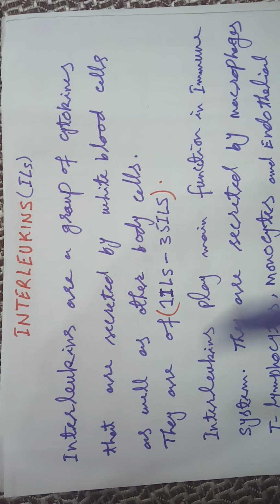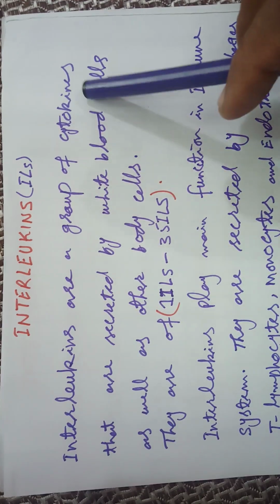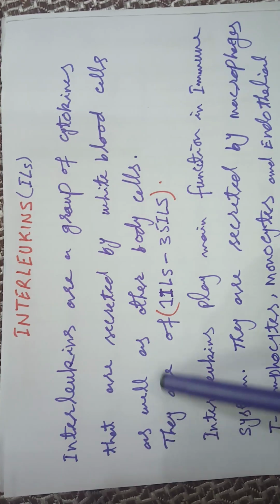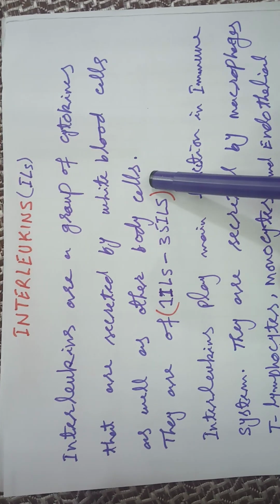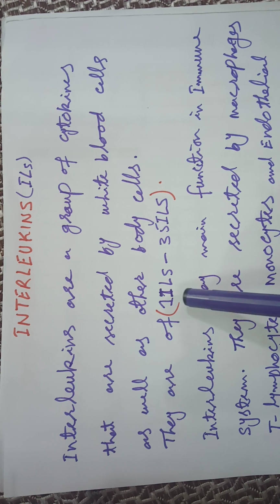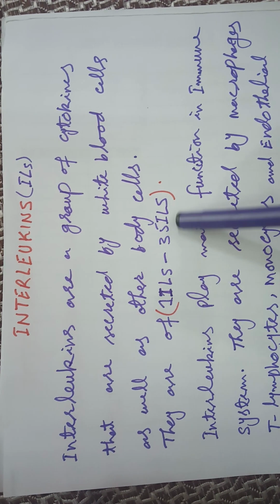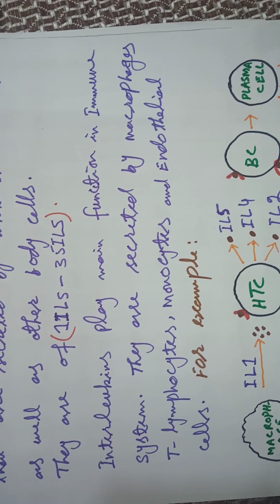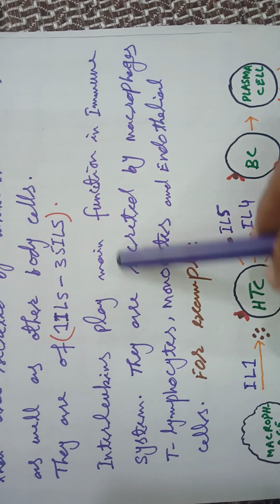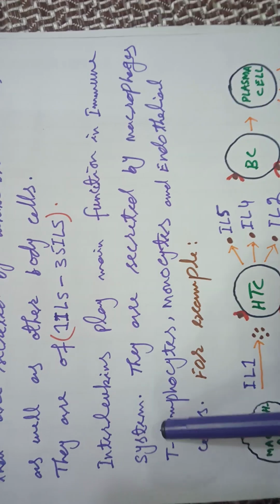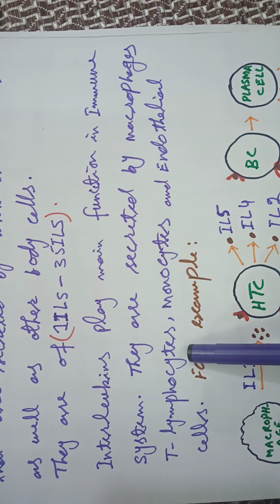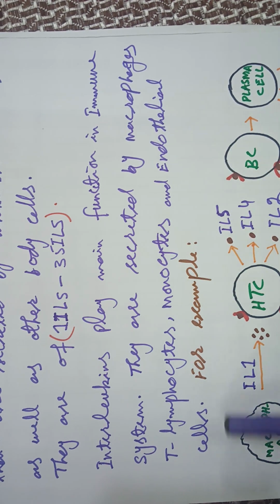Interleukins. Interleukins are a group of cytokines that are secreted by white blood cells as well as other body cells. They range from interleukin 1 to interleukin 35. Interleukins play a main function in the immune system. They are secreted by macrophages, T lymphocytes, monocytes, and endothelial cells.